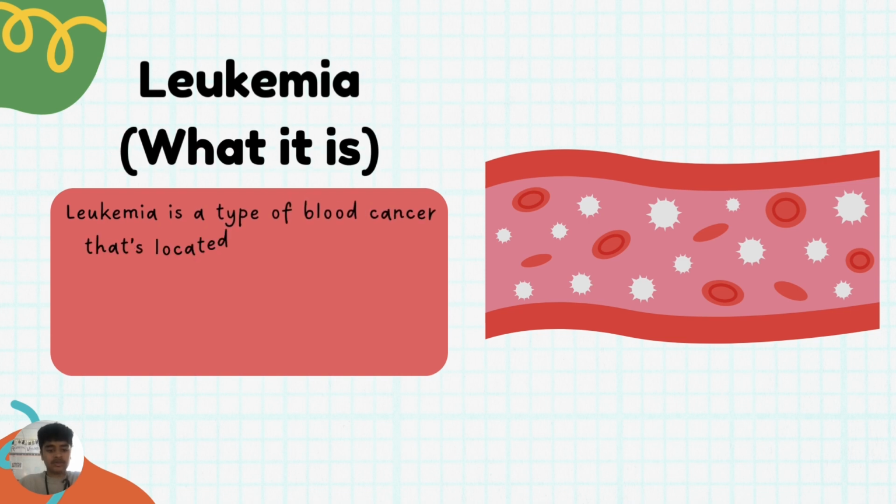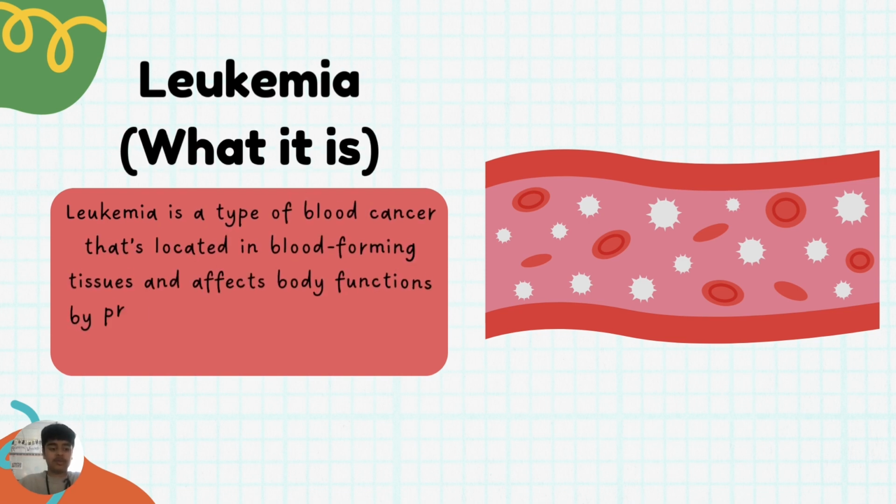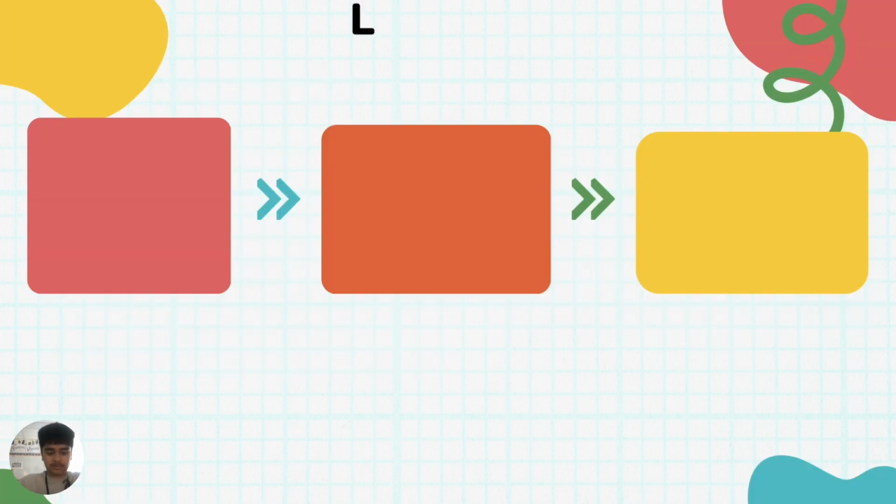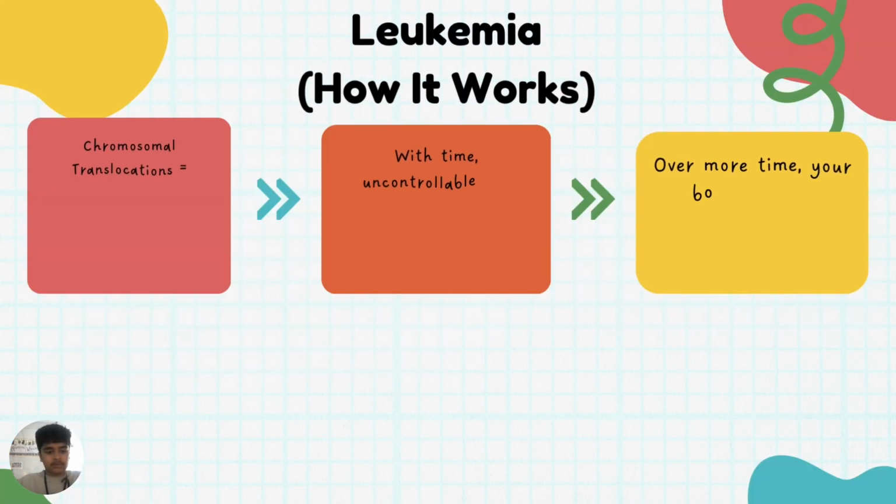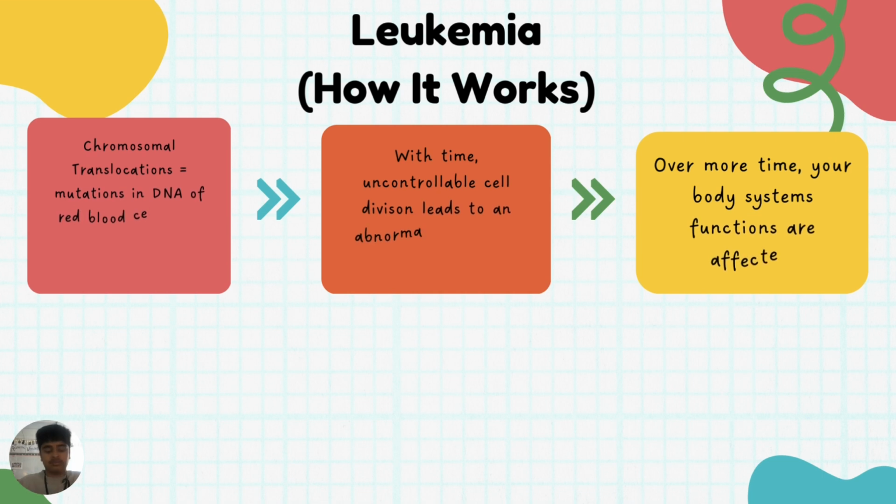Now, leukemia, on the other hand, is a type of blood cancer related to blood forming cells or red blood cells, and it affects body functions by making a lot of them. So it works by making mutations in red blood cells that cause uncontrollable cell division. Then that leads to an abnormal amount of red blood cells, and as time goes on, many of your body system functions get affected in bad ways.